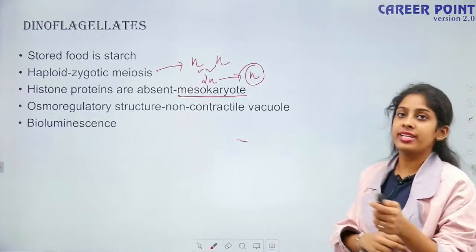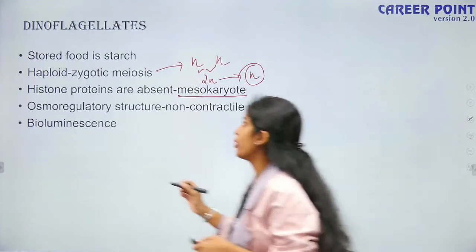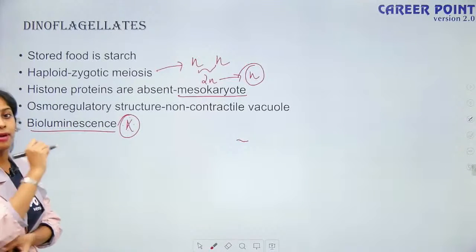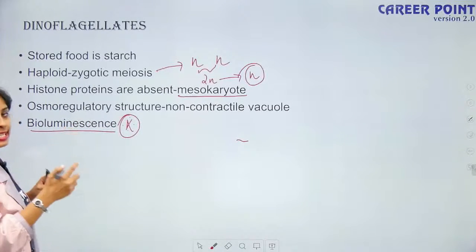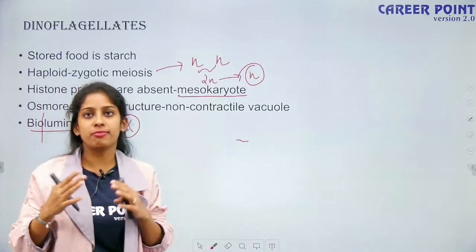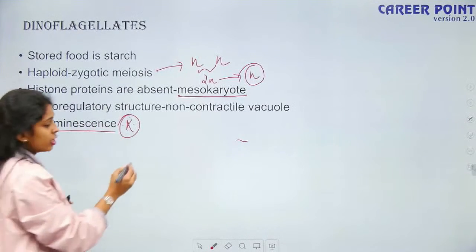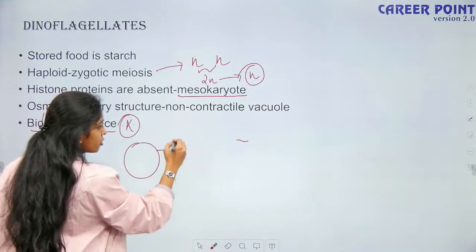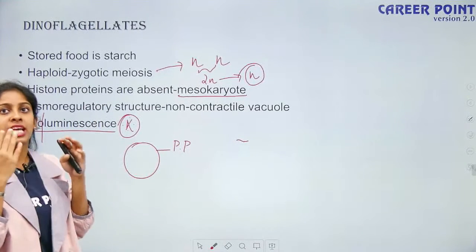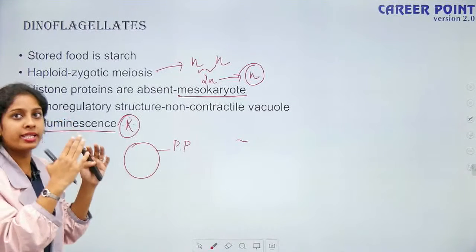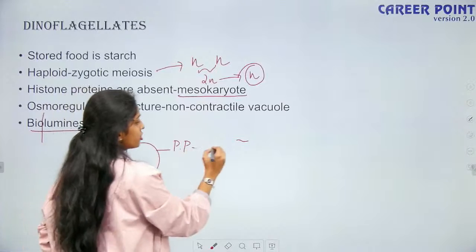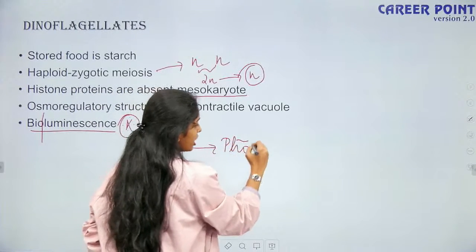So one more point is your bioluminescence. This is a very important point, talking in terms of your dinoflagellate. So what do I mean by bioluminescence? Luminescence is light. Bio, so when a living cell can produce light, that is called bioluminescence. So when you take the protoplast of this organism, what do I mean by protoplast? When you remove the cell wall of this organism, the other material apart from the cell wall is called your protoplast. The protoplast of this organism contains photogenic granules.